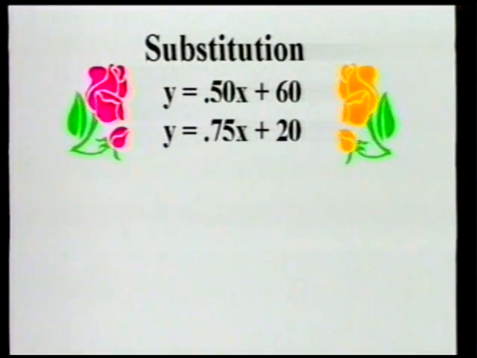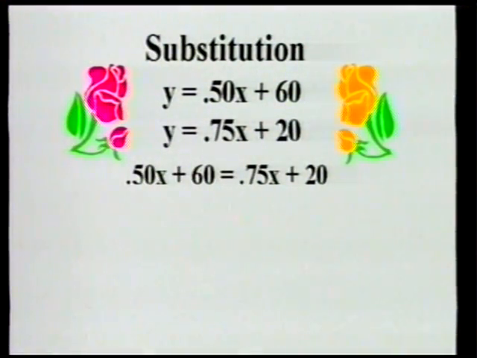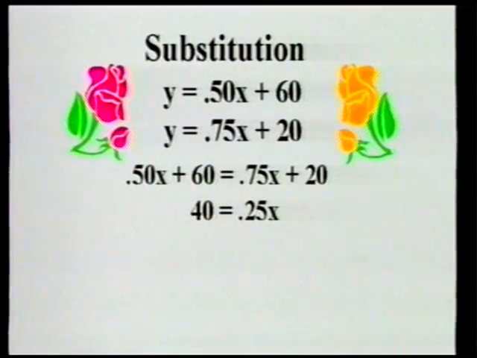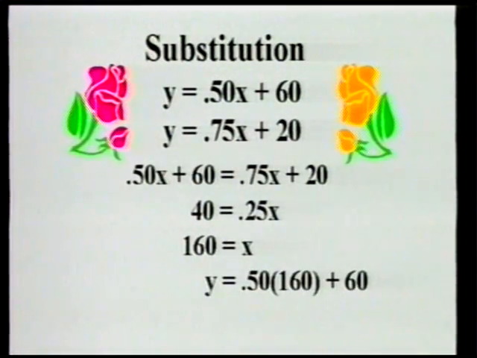Now, to do that, first, we'll take the two equations and set them equal to each other, resulting in 0.50x plus 60 equaling 0.75x plus 20. From there, we'll solve the equation, subtracting 20 from both sides, resulting in 40 on the left side, and then subtracting 0.5x from both sides will give us 0.25x. Then we'll divide both sides by 0.25, resulting in x equaling 160. That's the 160 flowers that we saw in the graphing calculator when we found our break-even point.